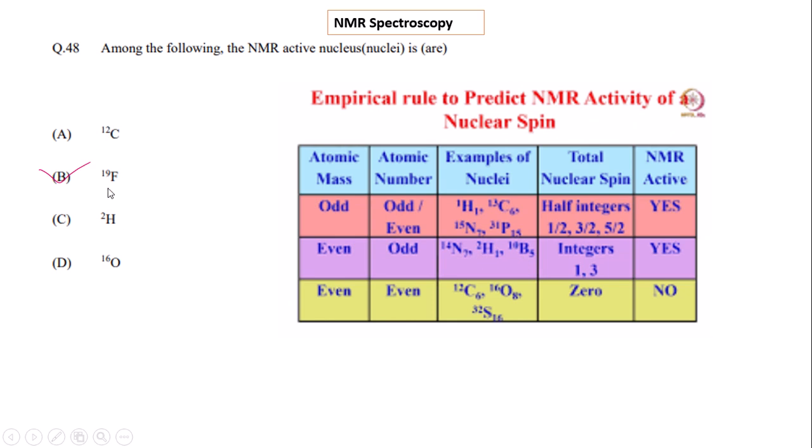In the given problem, carbon-12 is NMR inactive and it is the even-even combination. In the case of fluorine-19, it is the even-odd combination, and 2H1 is also an even-odd combination. So options B and C are the correct options, and these are the NMR inactive nuclei.